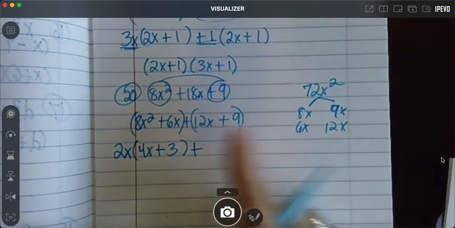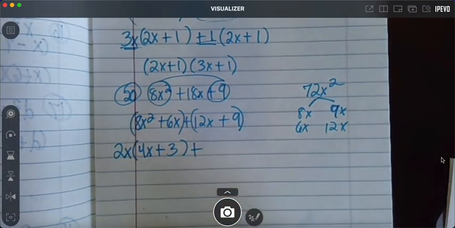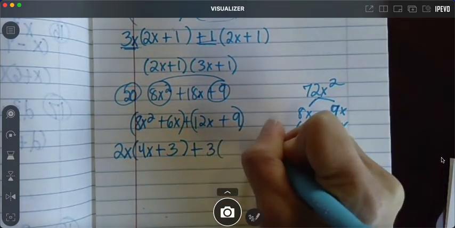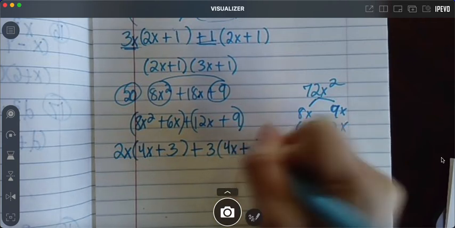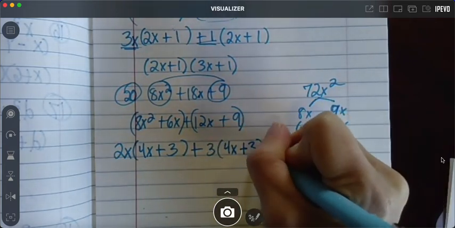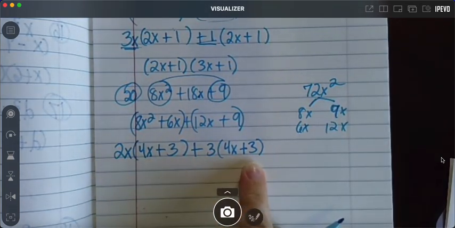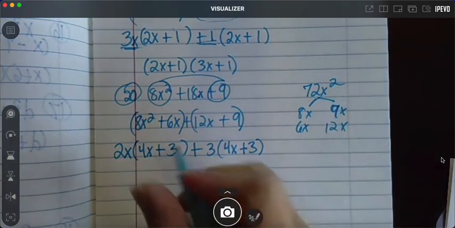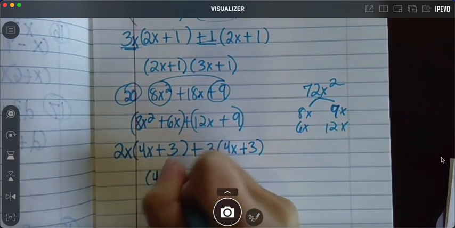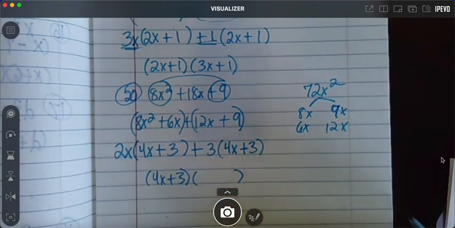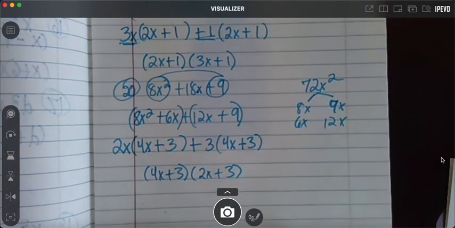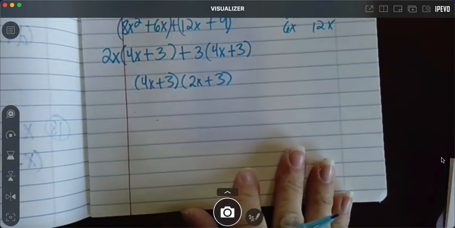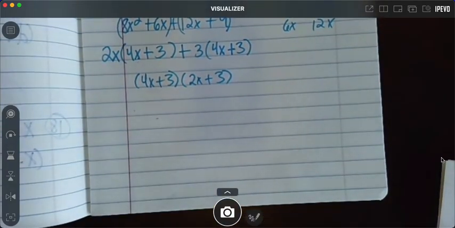All right, over here, what can I factor out of 12x and 9? 3. So what's left over? What's 12 divided by 3? 4. And don't forget our x. And what's 9 divided by 3? 3. Do they match? They have to, okay? If they don't, you did something wrong. Start over. So we get 4x plus 3. And what's the other parentheses? 2x plus 3. Do you have a question? Oh, sorry, number 20 is A. Yes. Let's go to 21.